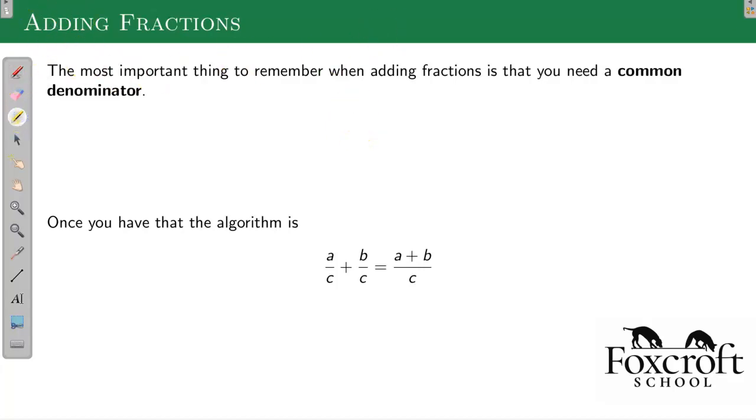All right, and the most important thing when we're adding fractions is that you get that common denominator. The bottom of your fraction has to be the same. Notice these are both C, and you don't add the bottoms, you just combine them into that one common denominator, and then you actually add or subtract the tops. So that's the algorithm for adding. We have to get the bottoms to match first, and then we can add them together.